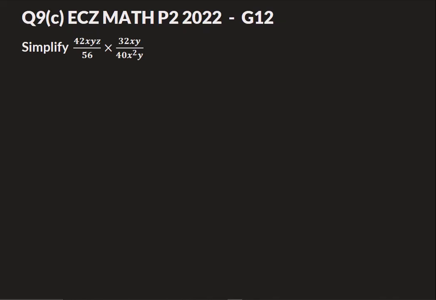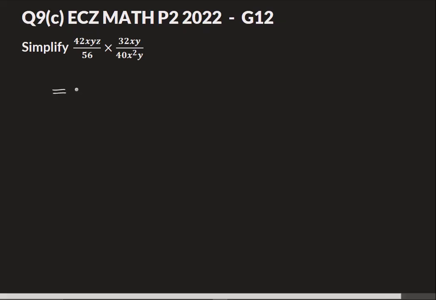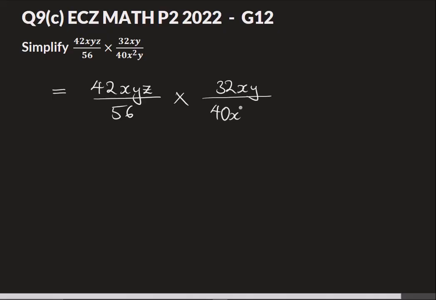Notice this is paper 2, so you could use your calculator. The simplification of this is not difficult. We have 42xyz over 56 multiplied by 32xy over 40x squared y. Since we are multiplying these, you could multiply them in advance, but what I like showing people is you can work with these separately first before you multiply them. What can you simplify here?